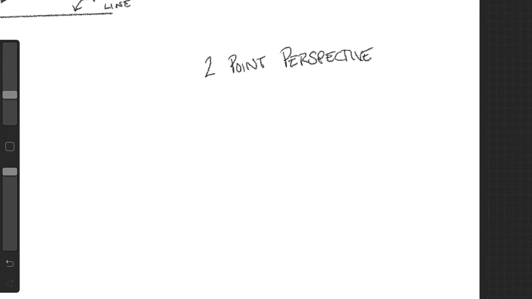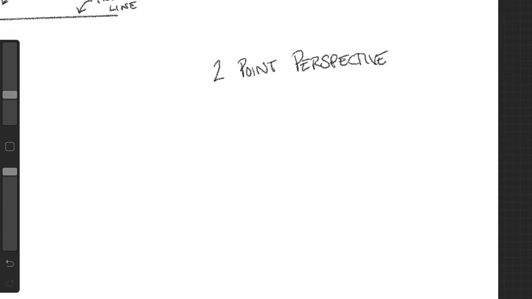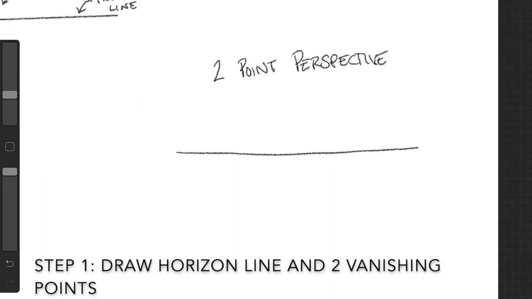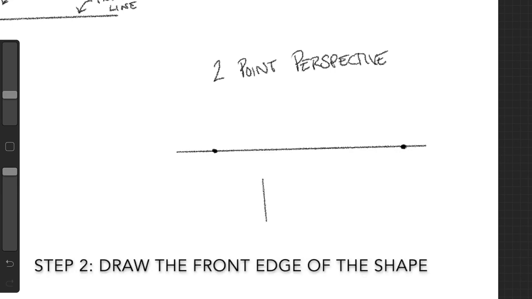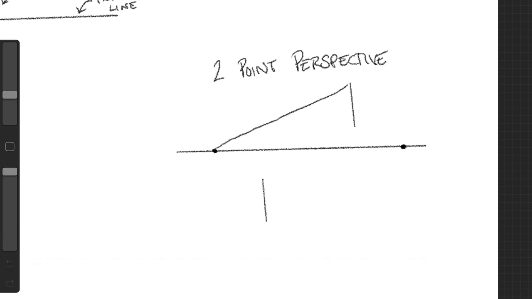So for 2-point perspective, you're going to start in a similar way with your horizon line, only this time you're going to have 2 vanishing points on the horizon line. And this time, instead of drawing the entire shape to begin with, I'm just going to draw one edge, or one of the 4 corners of my cube.